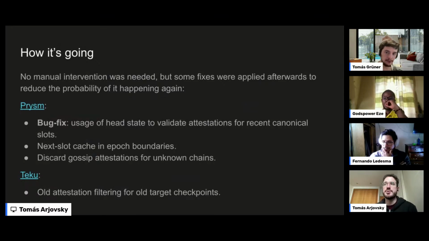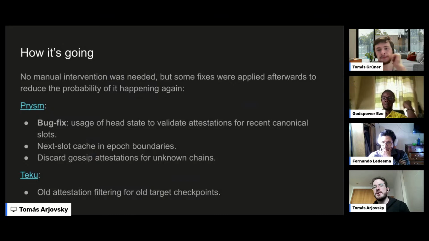The working clients continued proposing blocks and attesting for them. So the network continued to work, and eventually Prysm and Teku got out of their thrashing states, and they didn't need to emit any kind of bug fixes. They did add some bug fixes afterwards, so that the probability of this happening is way lower.